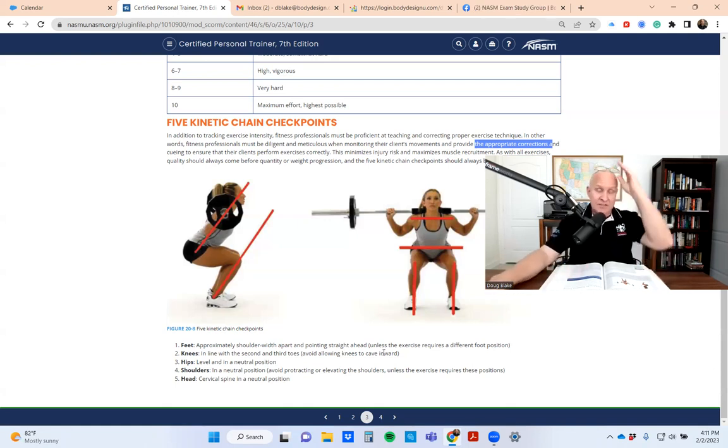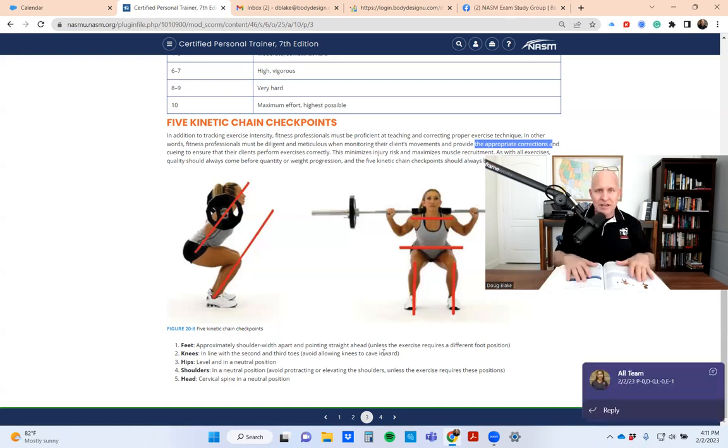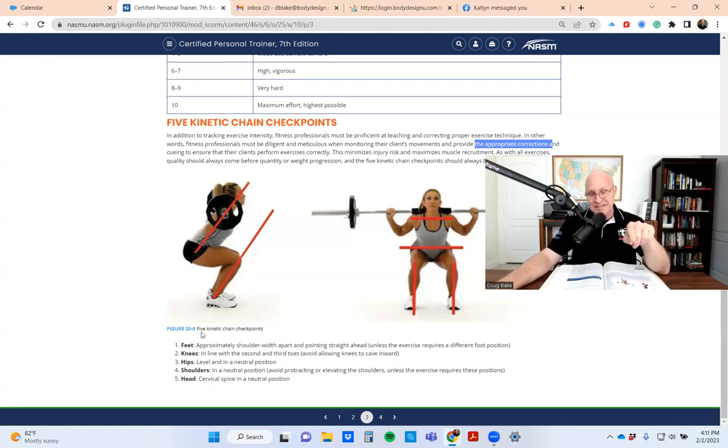But the point is that you would cue somebody on the knees when what happens? Okay. When the knees are caving in for any exercise, whatever it is they're doing, what do you know you can cue them? Put your feet wide. Do this. Knees out. That's where the cueing comes in, is to get them back into the proper positioning of the 5 kinetic chain checkpoints based on what you're seeing here.